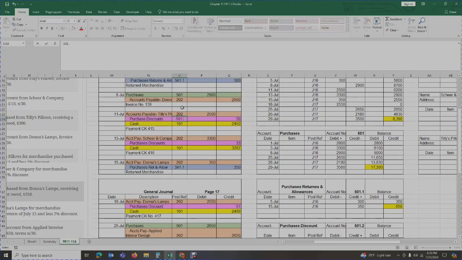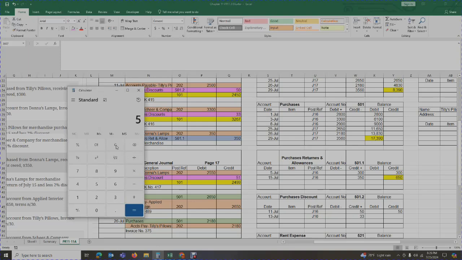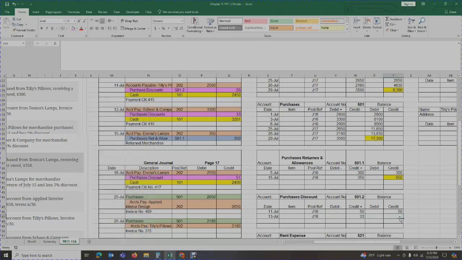Then we have an entry on July the 13th. July the 13th is journal 16, and we have another credit of $33. Because they're both credits, we're going to add them. 50 plus 33 takes me up to $83 credit, and my account number is 501.2.